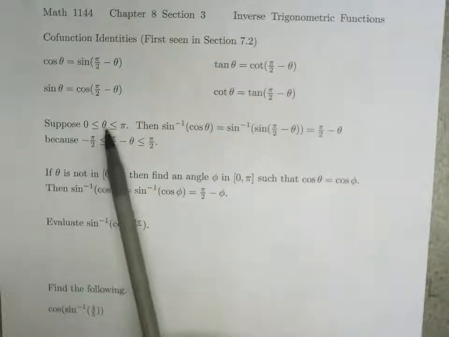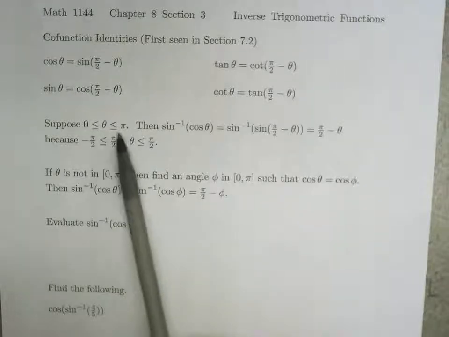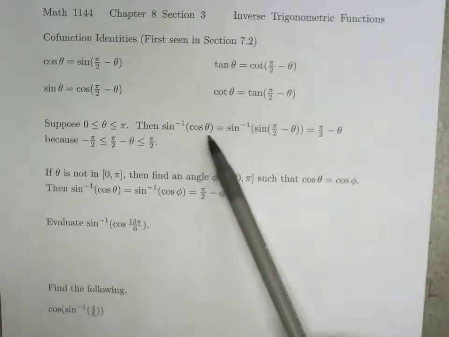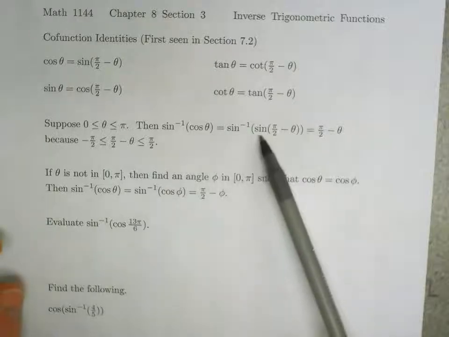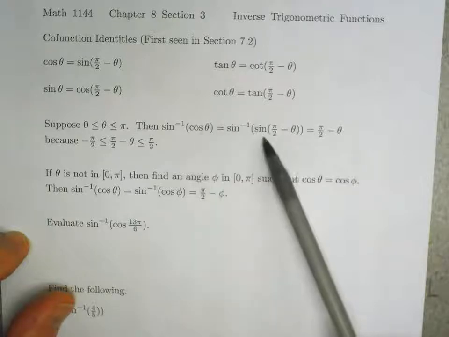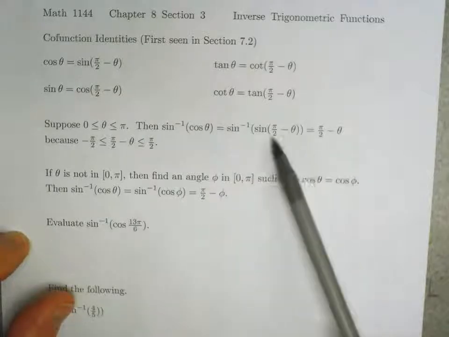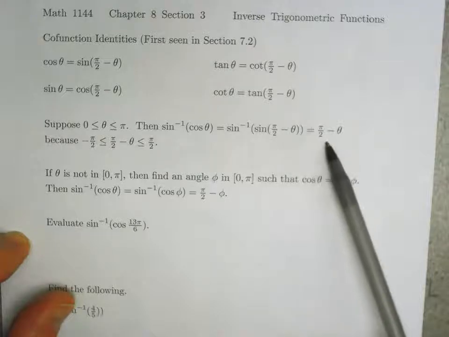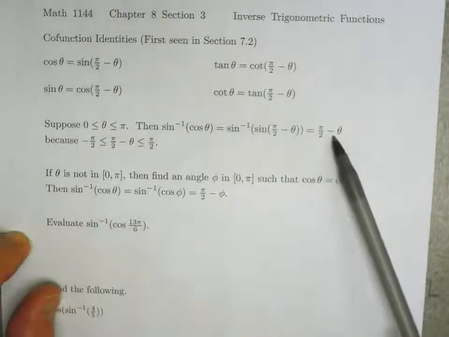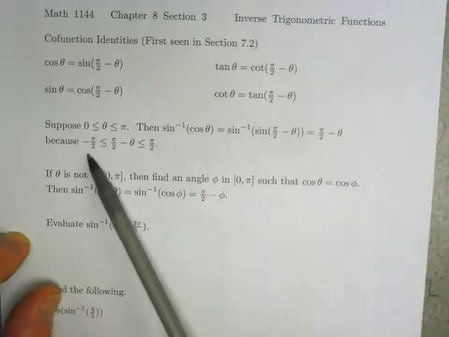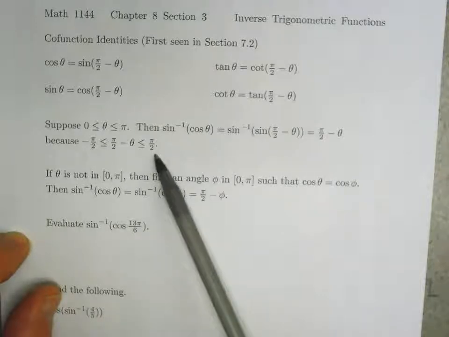So take special note that theta is between 0 and pi. Then the inverse sine of cosine of theta, well, if we use a cofunction identity, we're going to replace cosine of theta with sine of pi over 2 minus theta. Then the inverse sine of sine of pi over 2 minus theta equals pi over 2 minus theta, and that's because pi over 2 minus theta is between negative pi over 2 and pi over 2.